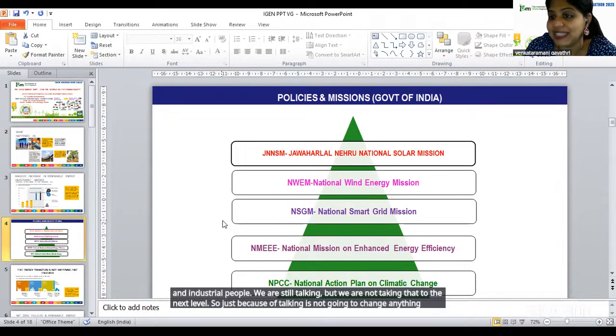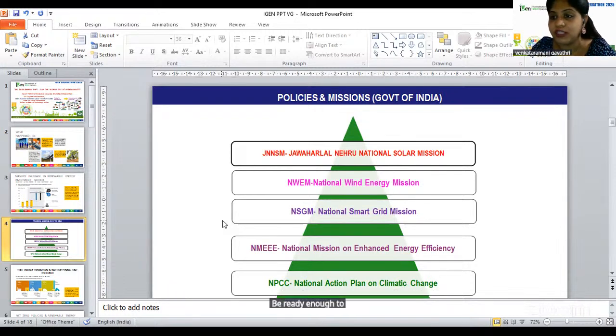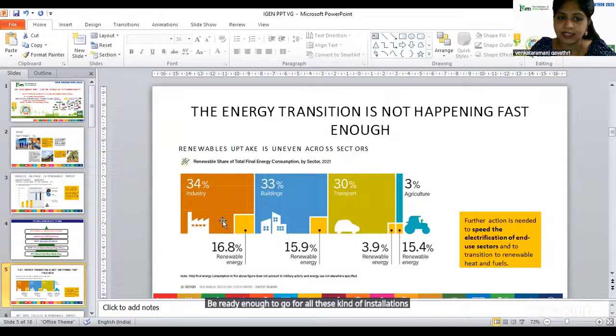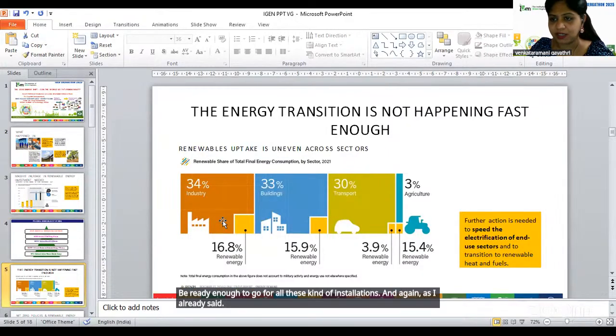So if you want to see the real change, it has to be taken to the common people's platform, and they should be ready enough to go for all these kinds of installations. And again, as I already said, the transition has started coming everywhere. When I talk about compressed air energy storage, now all the compressors are driven by solar PV plants in petrol bunks, and even some wind turbines were also there to drive the compressors. So we see that in pneumatic industries or heavy metal industries, anything.